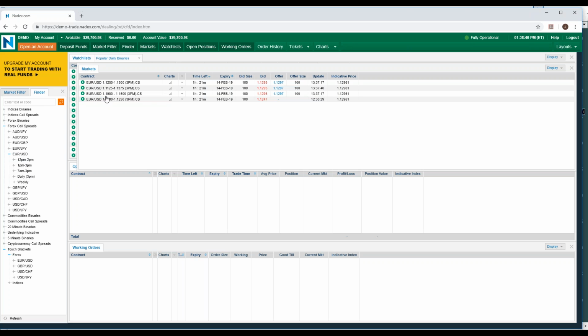Keep in mind, these daily call spreads are determined the night before at 6 p.m. So these floors and ceilings have been established since 6 p.m. last night, Wednesday night. Okay, and they expire today at 3 p.m. There's not going to be new daily call spreads until tonight at 6 p.m.